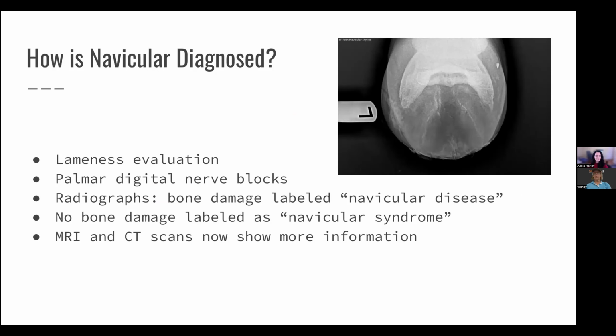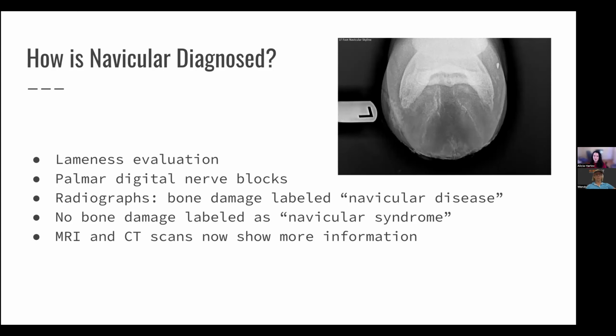All right, so how is navicular diagnosed? I'm sure that, if you've gotten a diagnosis, you've gone through some of this. But typically an owner will call out a veterinarian due to a lameness with their horse, and the vet will perform a lameness evaluation. So a vet might watch the horse walk and trot in a straight line and in a circle. They'll find out which limb seems to be the most affected.